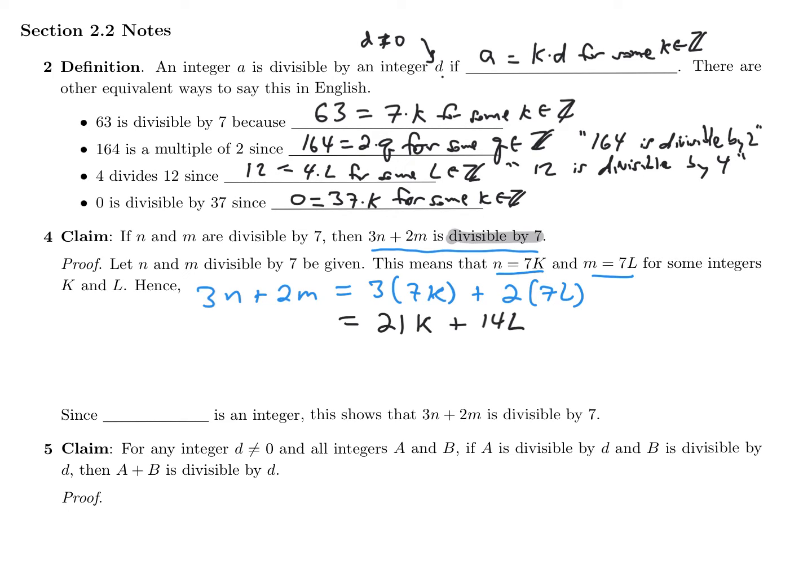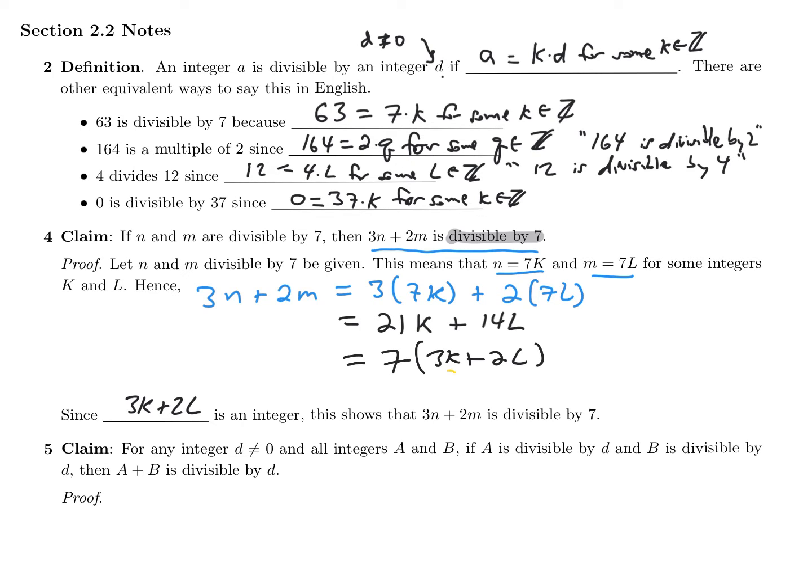I'm trying to show that that's divisible by 7, which means I want to show that this is 7 times a whole number. And so I can algebraically factor out a 7, and then since that thing in parentheses is a whole number, that's my definition of divisible by 7. I've shown that 3n plus 2m is equal to 7 times an integer.